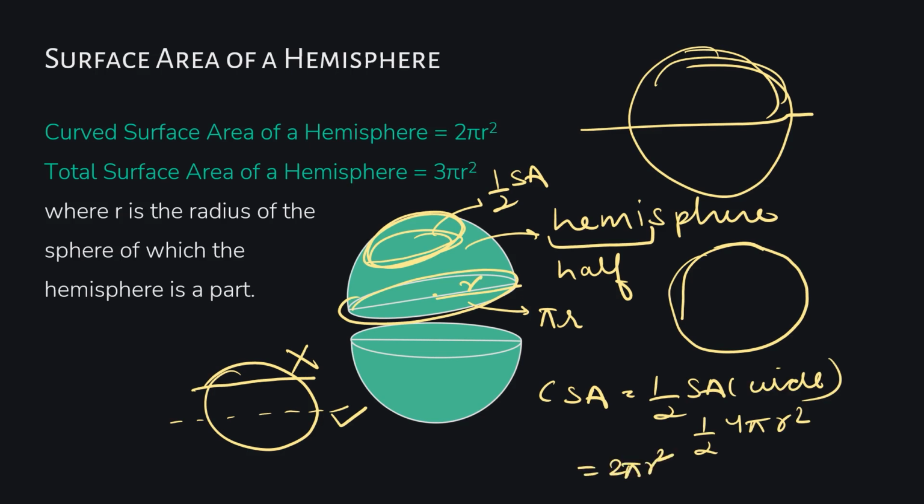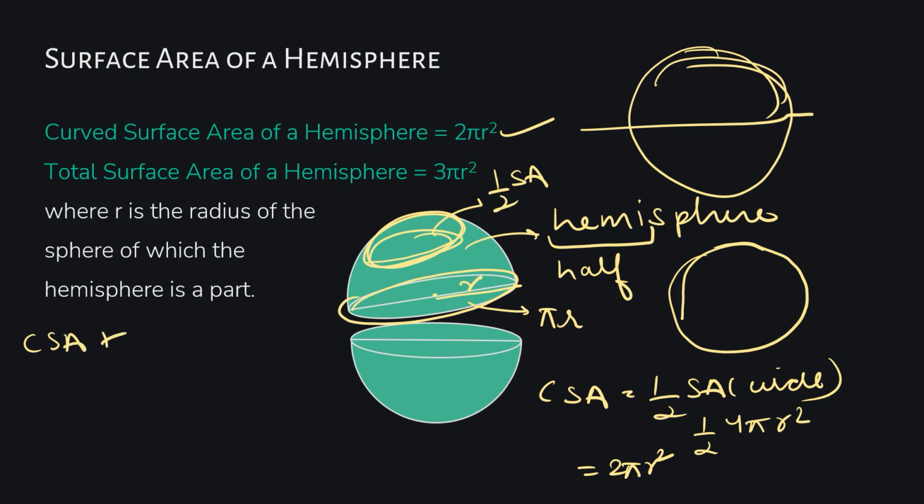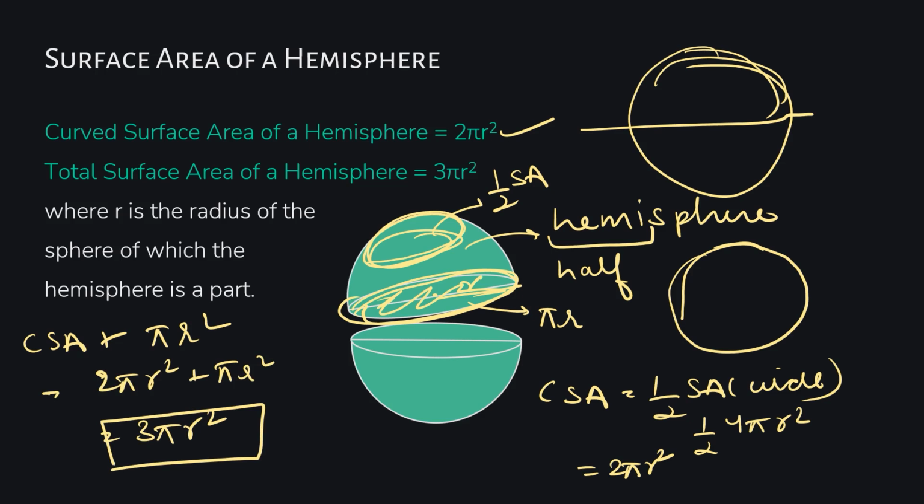Now similarly, we find out the total surface area, because it has two surfaces. To find it, we'll just add the curved surface area with this second surface, which is our circle. So we'll add pi r square, and we have 2 pi r square plus pi r square, which is equal to 3 pi r square. This is our total surface area of the hemisphere, where r is the radius of the sphere of which the hemisphere is a part, right? As we have cut the hemisphere from the sphere itself, this r is actually the radius of the complete sphere.